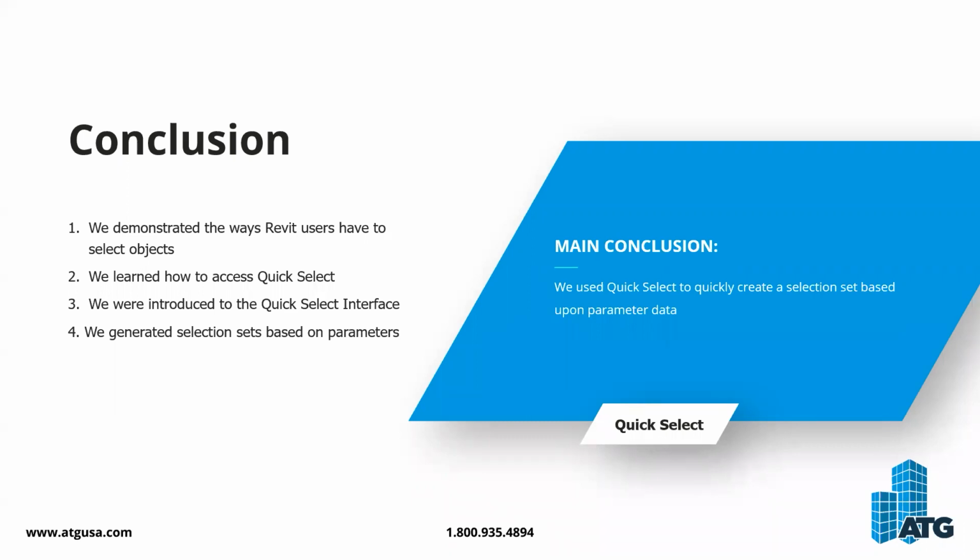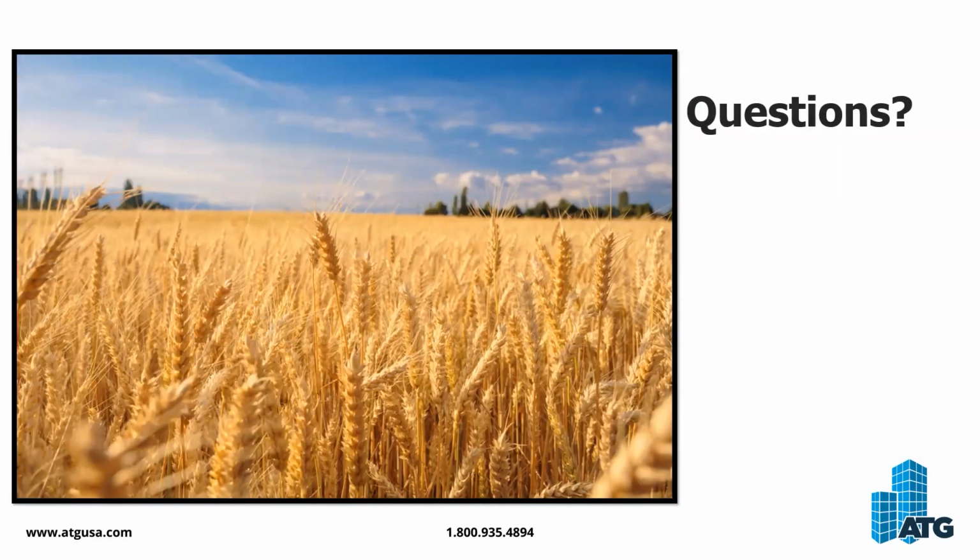We also introduced the Quick Select interface. There's not a lot to it. It's a pretty straightforward program. I did have some issues with isolating elements inside of it, but everything else, from making the selection to choosing from available parameters, is done simply by its drop-down menus. Lastly, we generated about five different selection sets based on parameters inside of Quick Select. And so now I'm going to take a look over in chat and see if you have any questions about what the tool can or can't do.